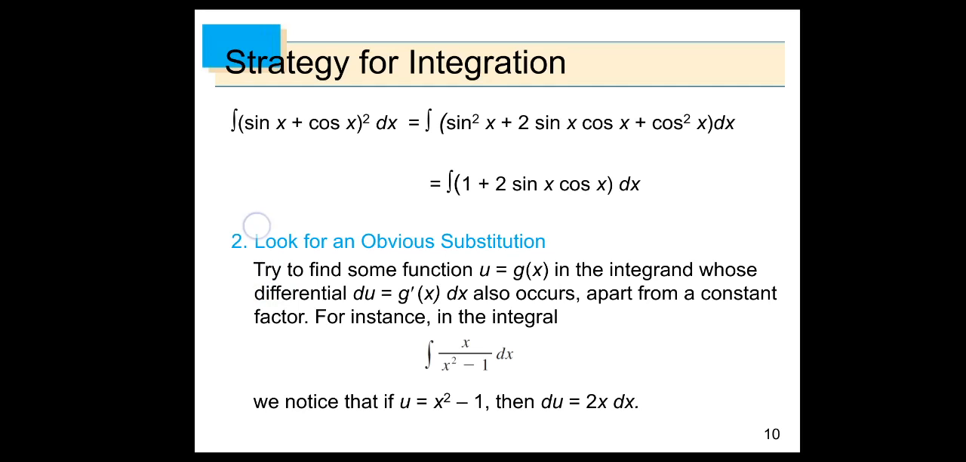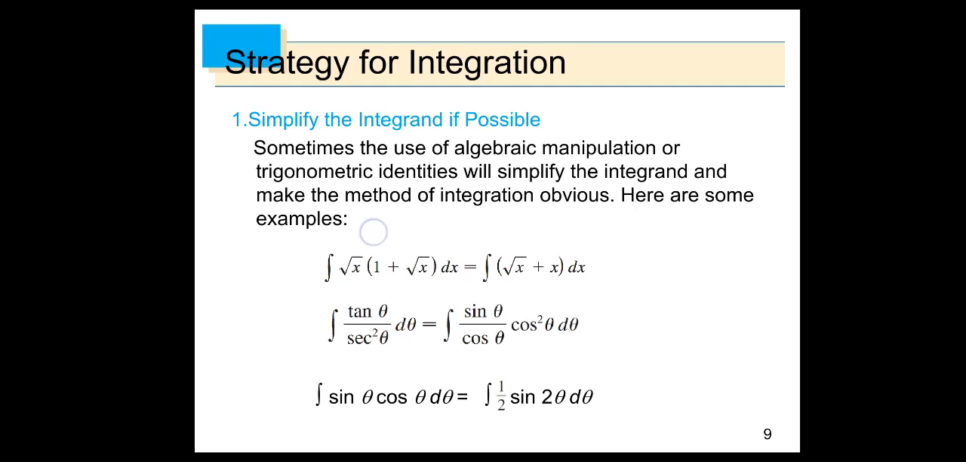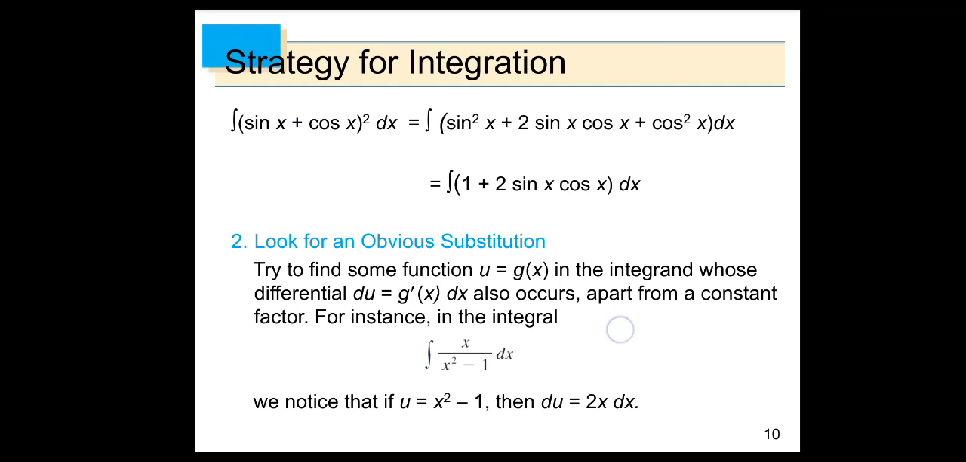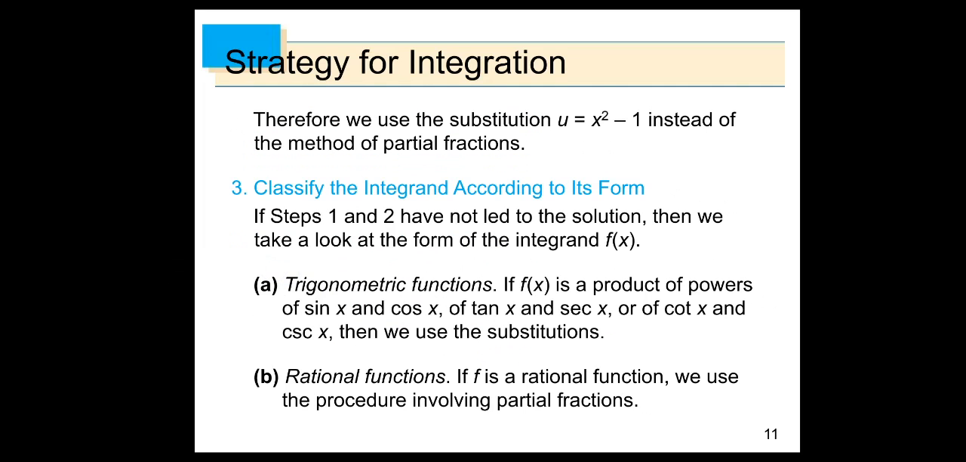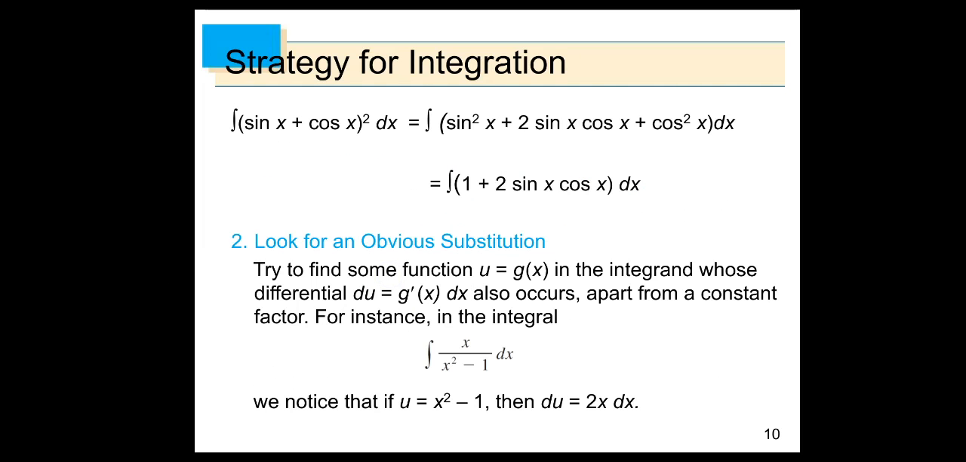In this example, you can see we have to simplify this integrand, which is (sin x plus cos x) square, right? So we will simplify it algebraically, and by solving the square, it would be equal to the integral of 1 plus 2 sin x cos x dx, right? So this is actually the first thing you have to attempt. You have to simplify your integrand if it is possible.